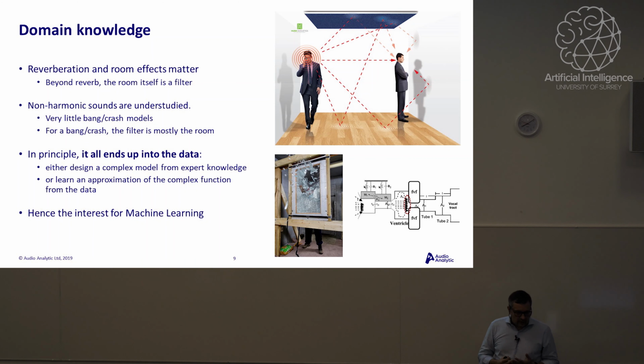So either you do that, or you learn an approximation of the complex function that this kind of physical system realizes from the data. And that's where machine learning became very successful, because you didn't need to have a very complex understanding of all the frication phenomena, say for speech, when you're producing consonants. You could just use data and a machine learning system to learn that function from the data. You didn't need to have the expert knowledge anymore on these things. Hence the interest for machine learning, the phasing out of the complicated models.